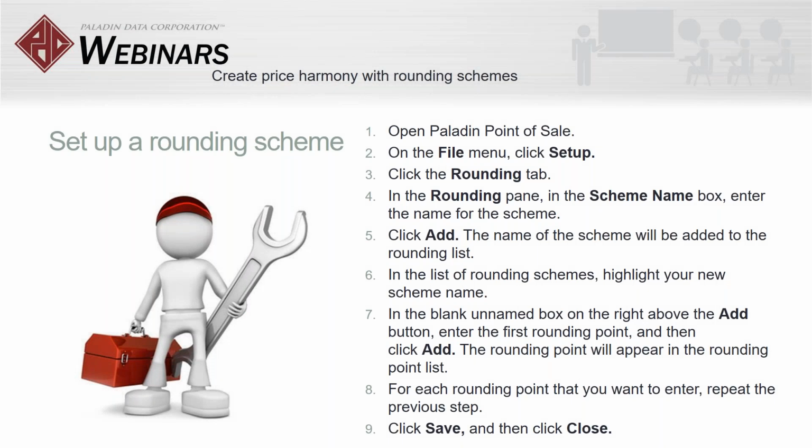Okay, so how do we do this? Now what I'm going to do is I'm going to go through setting up a rounding scheme, how to apply it to that item, and then setting that rounding scheme to a whole supplier's items, and then I'm going to go into Paladin just to make sure that everybody's with me, and we're just going to go over those three things again real quickly.